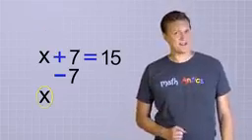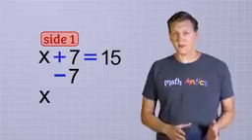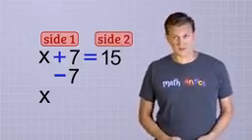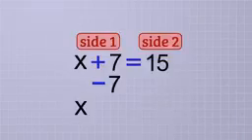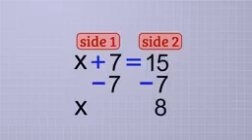Equation solved, right? Wrong. If we just subtract 7 from one side of the equation and not the other side, then our equation won't be in balance anymore. To keep our equation in balance, we also need to subtract 7 from the other side of the equation. But on that side, we just have the number 15. So we need to subtract 7 from that 15. And since 15 minus 7 equals 8, that side of the equation will just become 8.